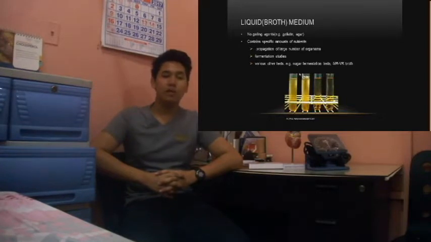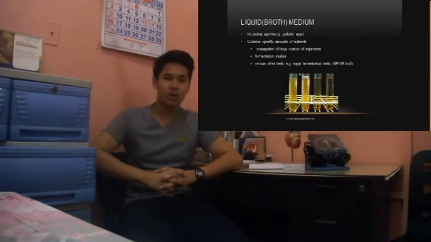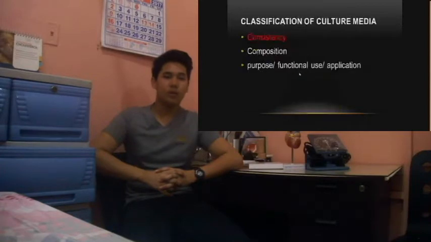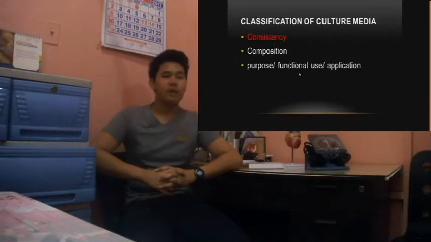And lastly, in this classification is the liquid or broth medium. The liquid or broth medium has no gelling agents such as gelatin or agar. It contains specific amounts of nutrients, which allows the propagation of large numbers of organisms, fermentation studies, and various other tests, for example, sugar fermentation or MRVP broth. At this point, we have discussed the classification of bacterial culture media according to its consistency. Now let us go to the composition.